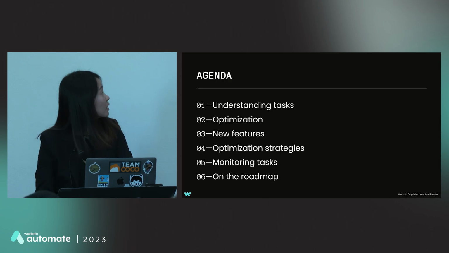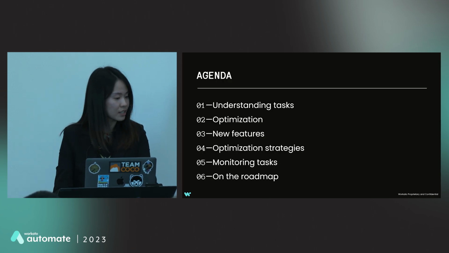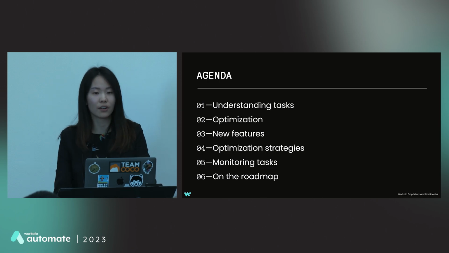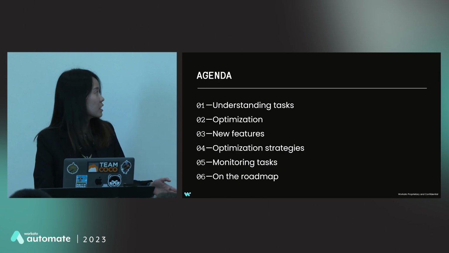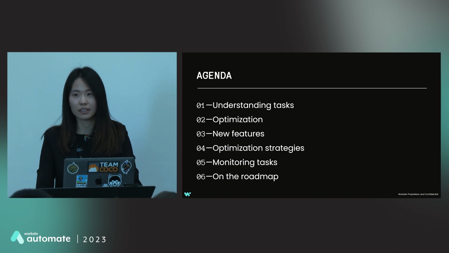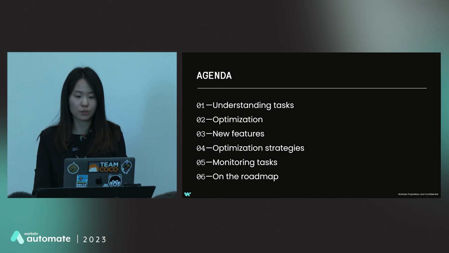So in today's session, we'll be talking a little bit about how to understand and think about tasks and utilizations, some of the new capabilities that came out in the last couple of quarters, and how they can help make your recipes more efficient. Also, how to monitor your workspaces, and of course, what's upcoming, right? What's exciting on the roadmap.